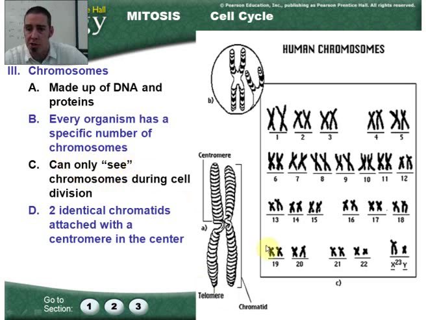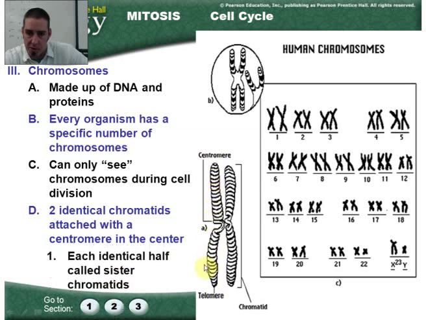We can only see chromosomes, besides when we do electrophoresis or put them in a human karyotyping or some kind of karyotyping for another creature, during prophase, metaphase, anaphase, and telophase, so only during cell division. And then each chromatid is identical to the sister chromatid. So this chromatid is identical to this chromatid. Again, each identical half is called a sister chromatid. Each one of these chromosomes has 2 sister chromatids.